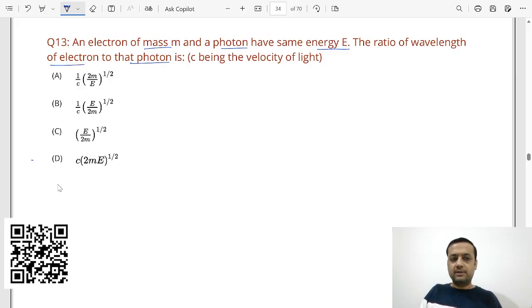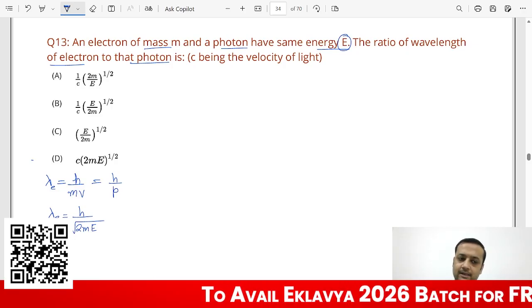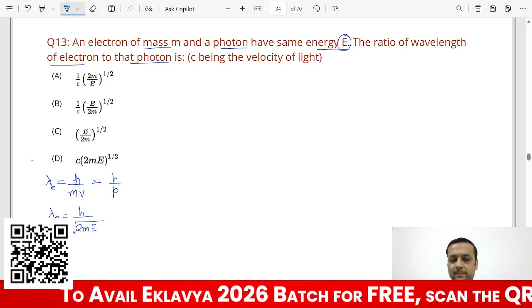Now see, for the electron, the wavelength means de Broglie wavelength, and we know that de Broglie wavelength can be written as h upon mass of electron into speed of electron. So this is for the electron. Mass into velocity becomes linear momentum, and linear momentum can be written as under root of 2 into mass into kinetic energy, which is given as E in the question. So lambda of electron becomes h upon under root 2mE.